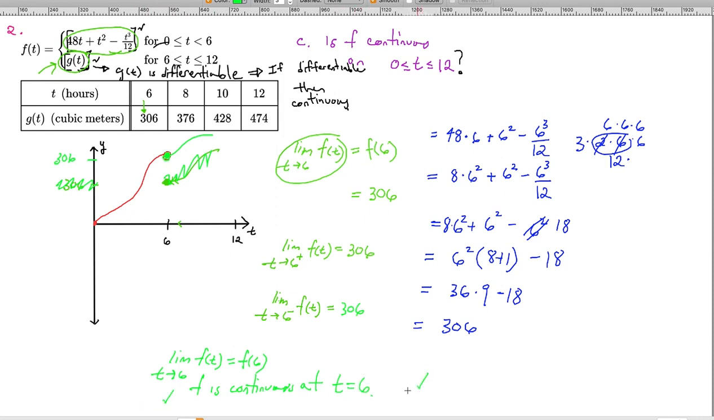Then you'll have f is continuous at t equals 6, and you want to just say f is continuous on its top piece because it's a polynomial, and f is continuous on its bottom piece because it gives you that g is differentiable, and if it's differentiable then it's continuous. So f is continuous on its bottom piece, and f is continuous where it switches at 6. That's that point right there, and then you're done.